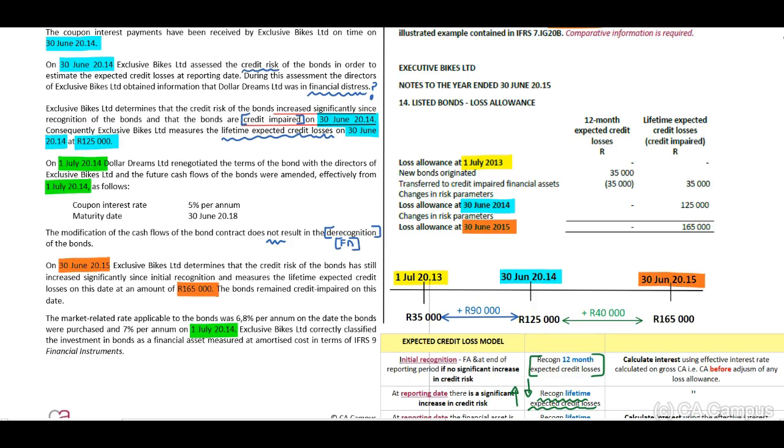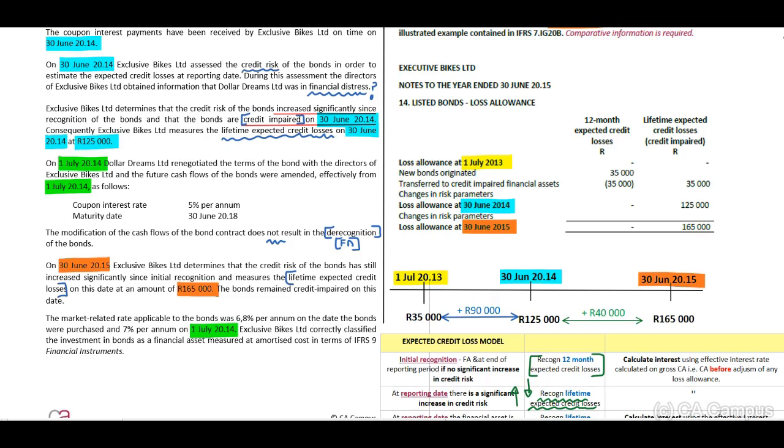On 30 June 2015, Exclusive Bikes Limited determines that the credit risk of the bond has still increased significantly since initial recognition and measures the lifetime expected credit losses on this date at an amount of 165,000.